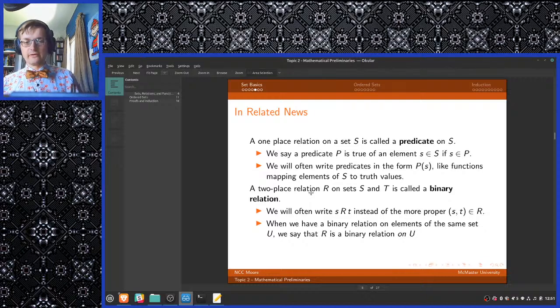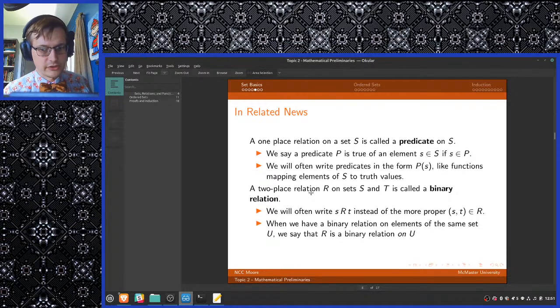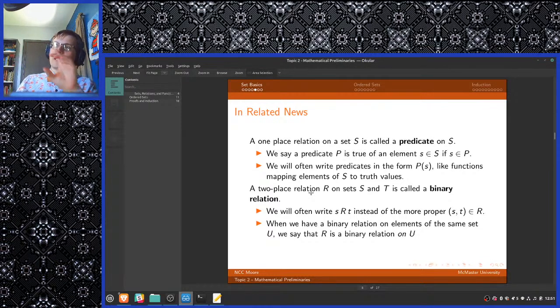When we have a binary relation on the elements of the same set U, we say that R is a binary relation on U. So this is introducing the concept of having a relation, having a set, and having a relation relate things from that set to the same set again, which is most of the time, especially when we're dealing with things like the natural numbers.